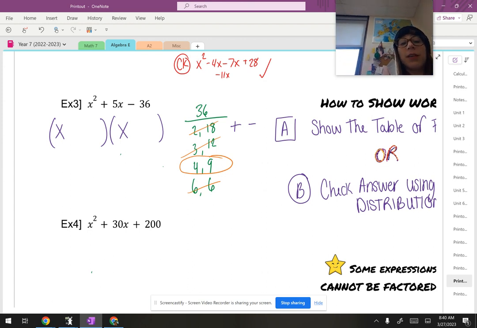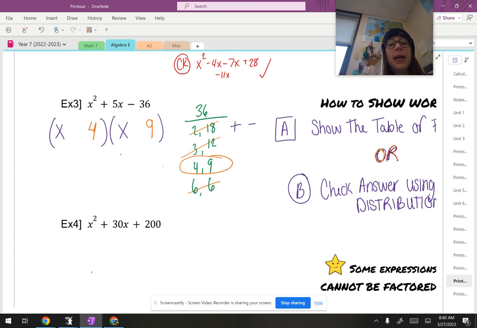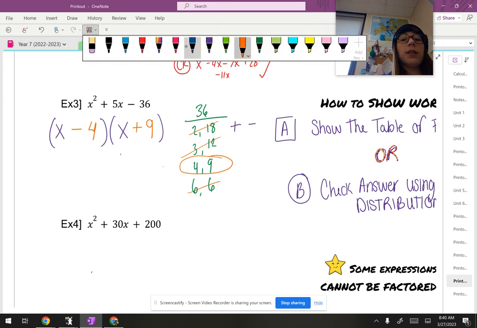So we can eliminate those choices by kind of going through. So I know I'm going to be using 4 and I know I'm going to be using 9. The next step here is to figure out which one gets the positive and which one gets the negative. If I want to add up to a positive number, that means that I need my larger number to be positive.